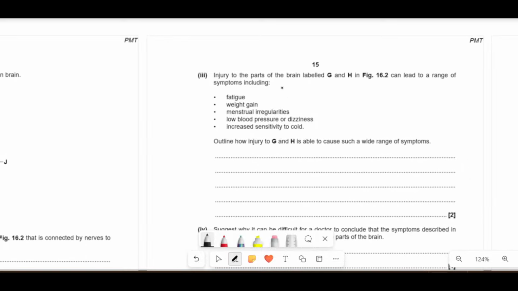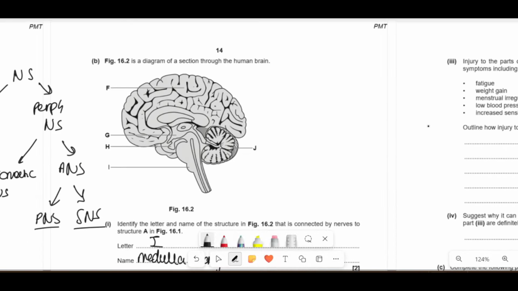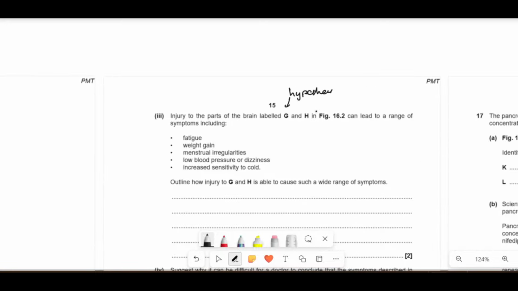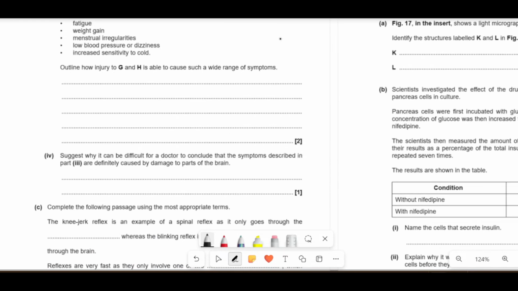So it says injury to the parts of the brain labeled G and H. So G is the hypothalamus and H is the pituitary. Can lead to a range of symptoms including fatigue, weight gain, menstrual irregularities, low blood pressure or dizziness, and then increased sensitivity to cold. So outline how injuries to G and H can cause a wide range of symptoms.